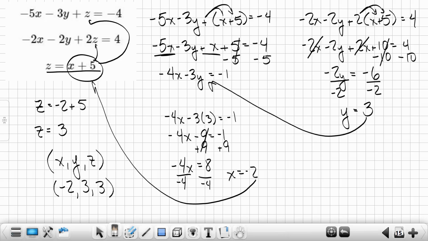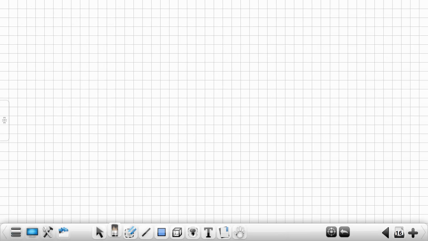However, it's not always this easy. And if we don't have an easy equation like this third one here, we're going to want to use elimination. You guys should remember elimination from our 2-variable version.